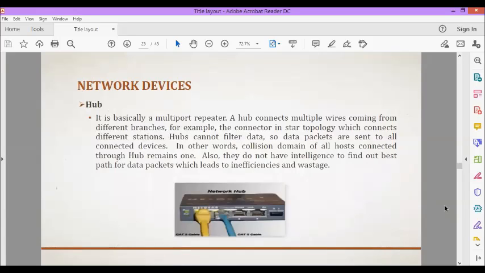Next, we have the hub. It is basically a multi-port repeater. A hub connects multiple wires coming from different branches. For example, the connector in star topology, which connects different stations. Hubs cannot filter data, so data packets are sent to all connected devices. In other words, collision domain of all hosts connected through hub remains one. Also, they do not have intelligence to find out best path for data packets, which leads to inefficiencies and wastage.